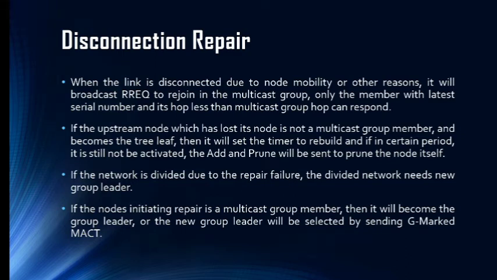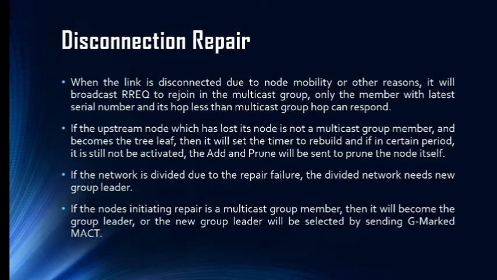When the link is disconnected due to node mobility or other reason, it will broadcast RREQ to rejoin the multicast group. Only the member with the latest serial number and with a hop count less than the multicast group hop count can respond. So when the node leaves, there is an updating process to make the disconnection repair. So the serial number gets updated. So only the members with the latest serial number can accept this request.